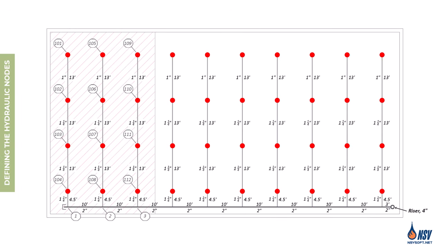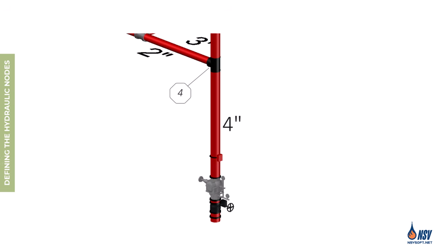The next node is placed at the intersection of the cross main and the riser, where the pipe size increases to 4 inches. We'll label this point as node 4. The final node is placed at the flange, where we've assumed the flow rate and pressure are known. We'll label this point as the test node. Now that we've defined all the necessary nodes throughout the system, we're ready to begin calculating the flow rate and pressure at each node.